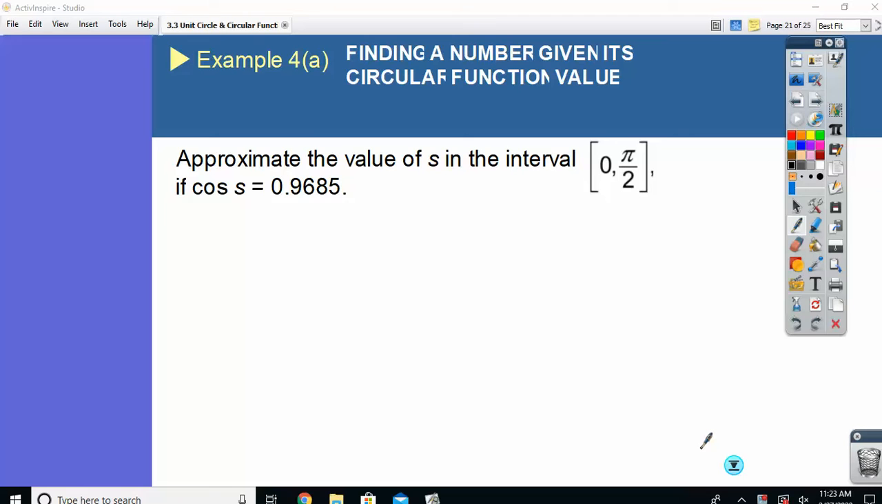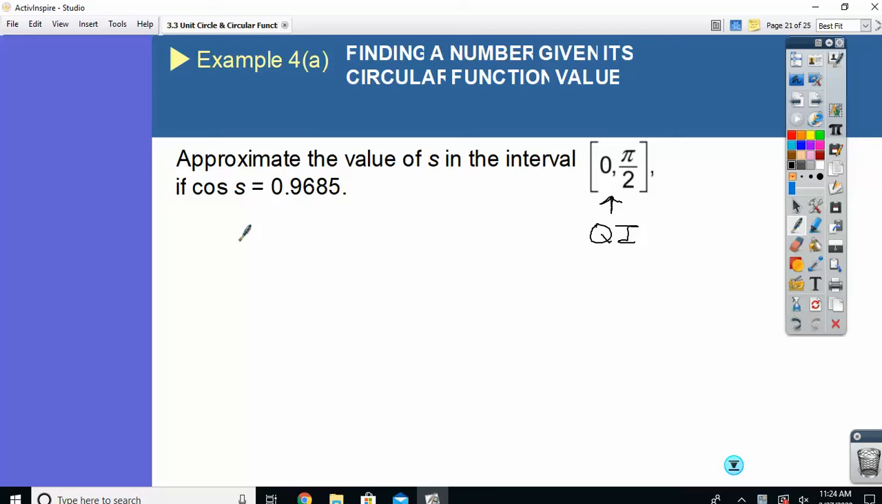You had some of these on the handout where you were trying to find the missing angle. So I'm telling you, find the value of s in the interval 0 to pi over 2. If you are between 0 and pi over 2, what does that mean? What quadrant is that? That's quadrant 1.